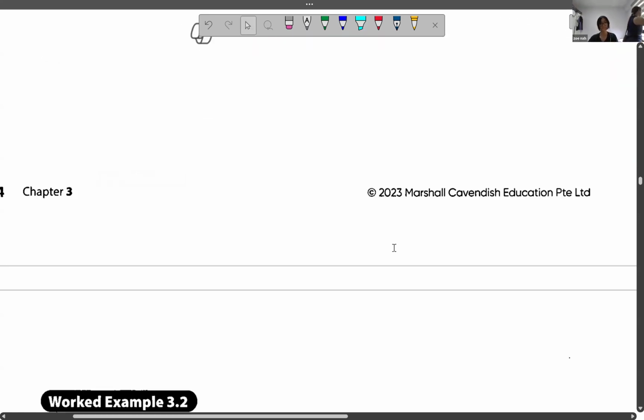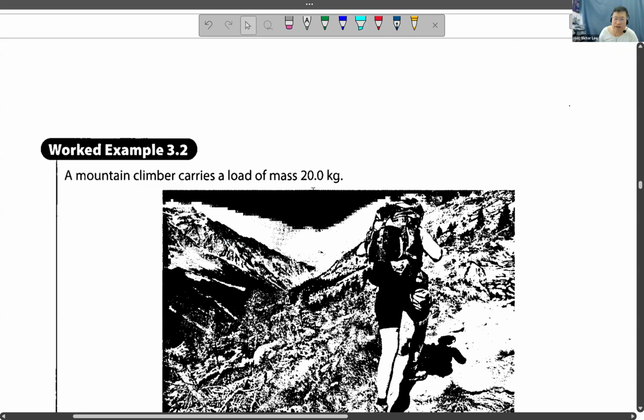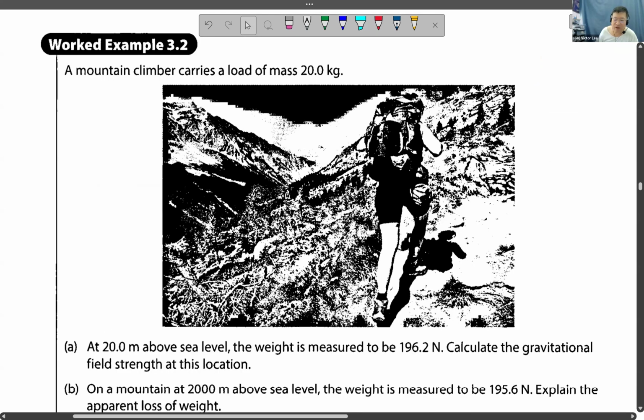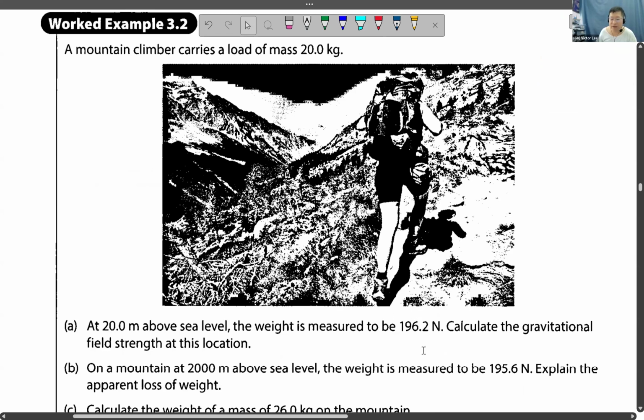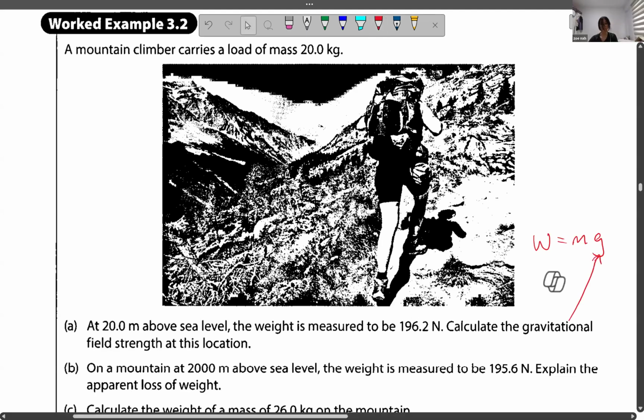Let's look at this. A mountain climber carries a load of 20.0 kg. At 20 meters above sea level, the weight is measured to be 196.2 N. So what is the field strength? W equals mg, right? Field strength is g. So what is g? You take the weight divided by the mass.